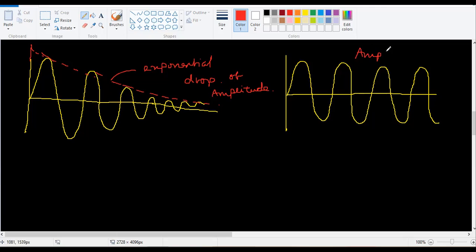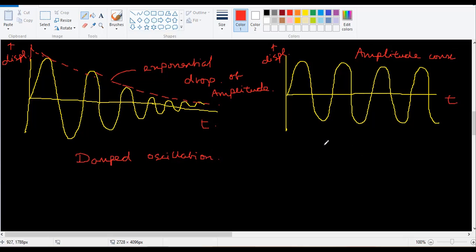Here the amplitude remains the same. What is your x-axis? This is t. What is your y-axis? Displacement. So this is called damped oscillation. This is called undamped oscillation.